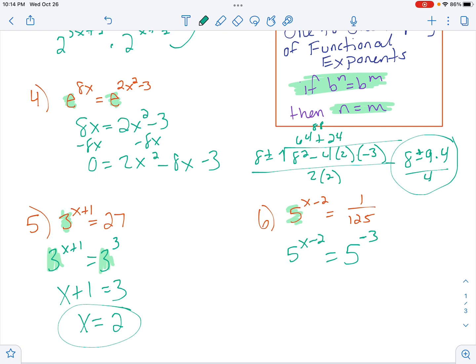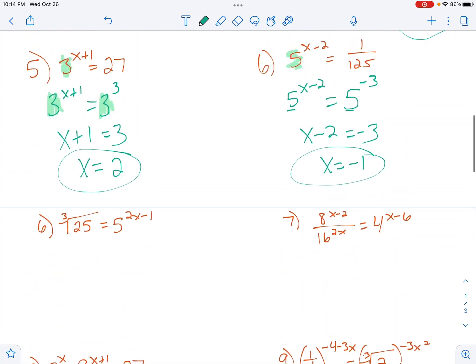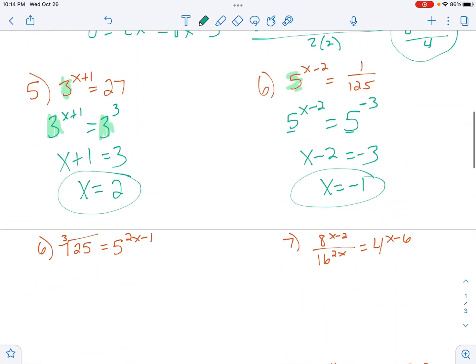So once we have that, now I have my same bases, so I can set my powers equal to each other and then solve. Now this is where yesterday is going to come into play. Look at number 6. Number 6 doesn't have a power. We're not comparing powers yet, but we know how to convert it.